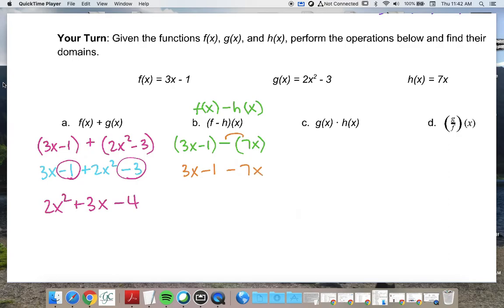And now we can combine like terms. So starting with those x's, 3x minus 7x gives us -4x minus 1. And that is our most simplified answer for f minus h of x.